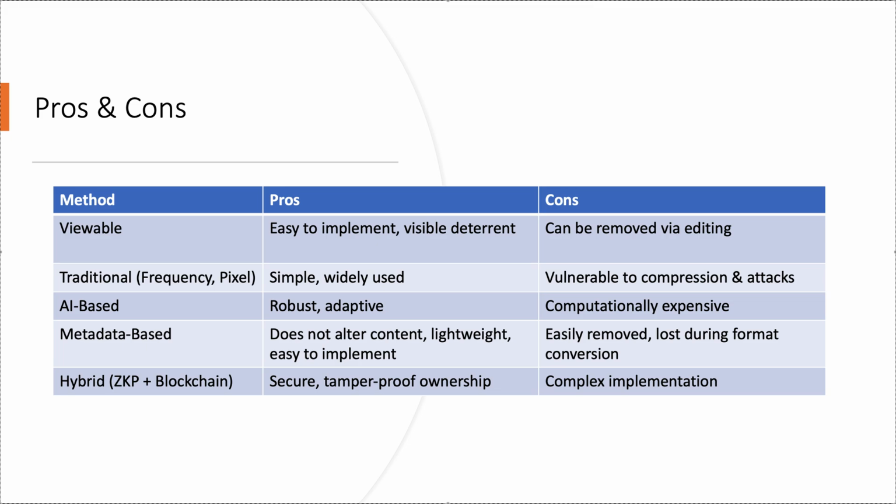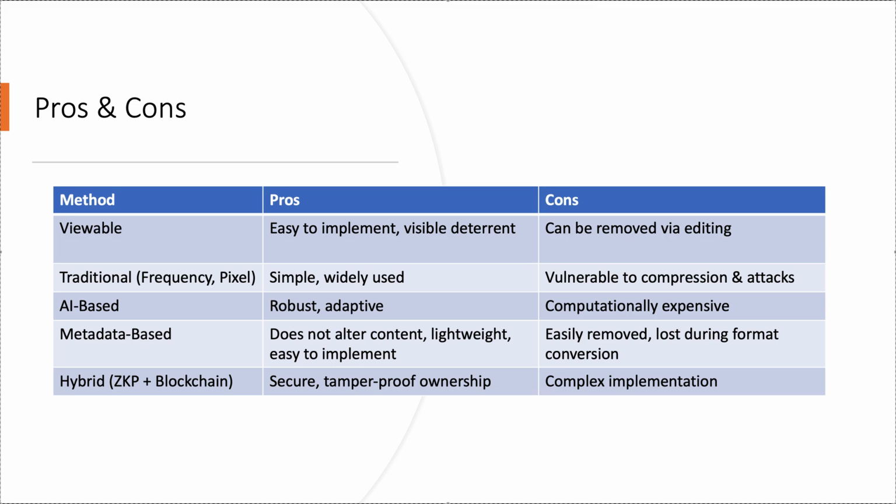It's powerful, but it's not accessible to everyone. Metadata-based watermarking has some really appealing characteristics. It doesn't alter the content at all. The pixels or audio samples remain completely untouched. This means zero quality degradation. It's also lightweight and incredibly easy to implement. Any programming language has libraries for reading and writing metadata.